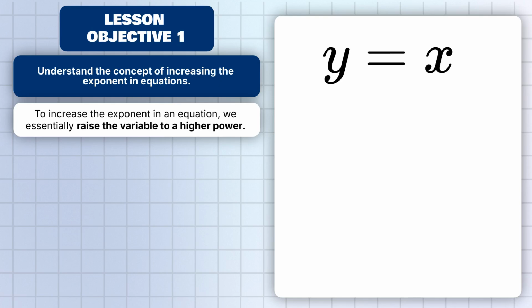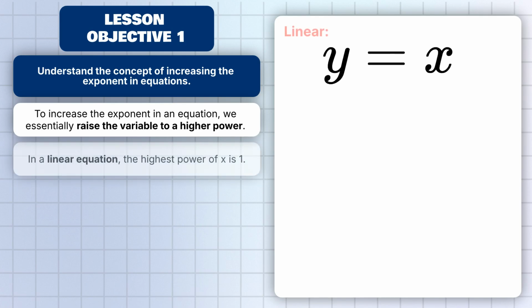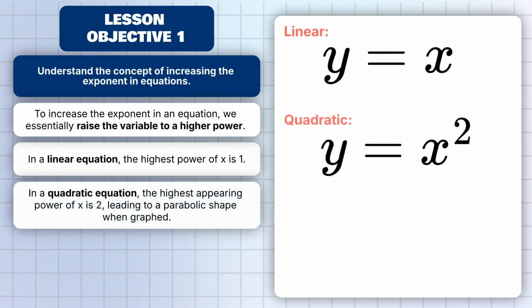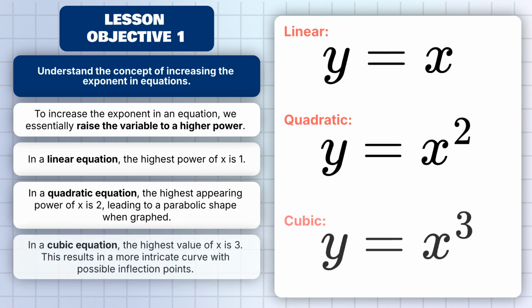To increase the exponent in an equation, we essentially raise the variable to a higher power. For example, a linear equation such as y equals x has the highest exponent of 1. In a quadratic equation such as y equals x squared, the highest appearing power of x is 2, leading to a parabolic shape when graphed. In a cubic equation such as y equals x cubed, the highest appearing power of a variable is 3, resulting in a more intricate curve with possible inflection points.